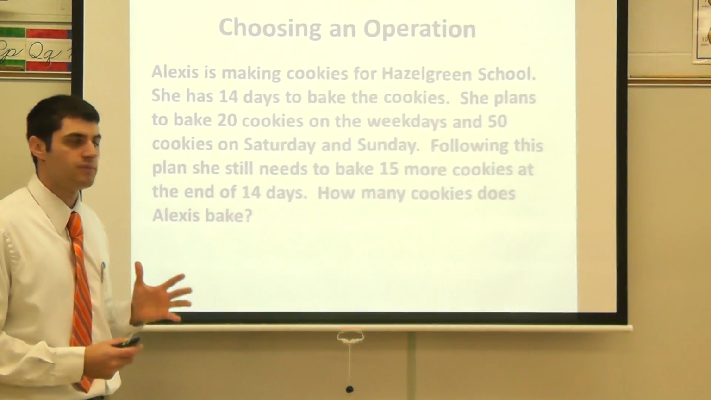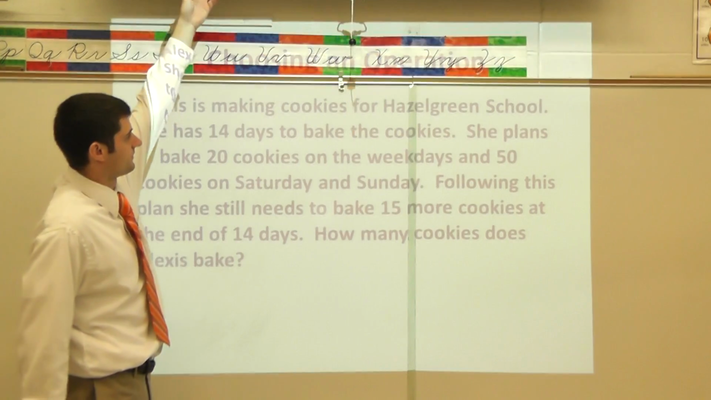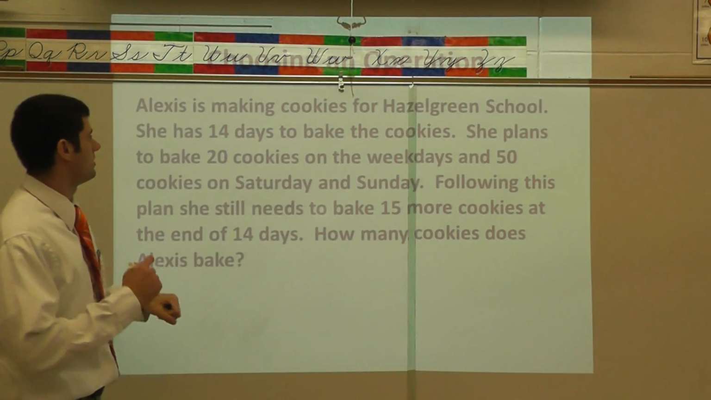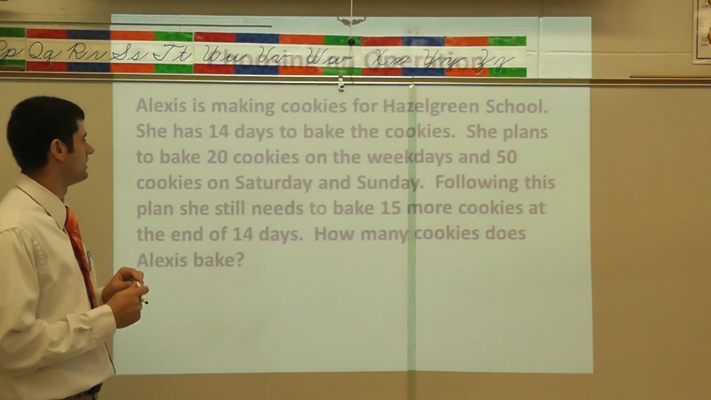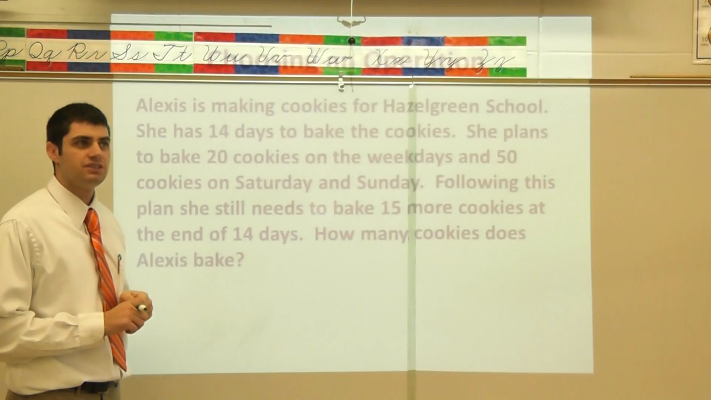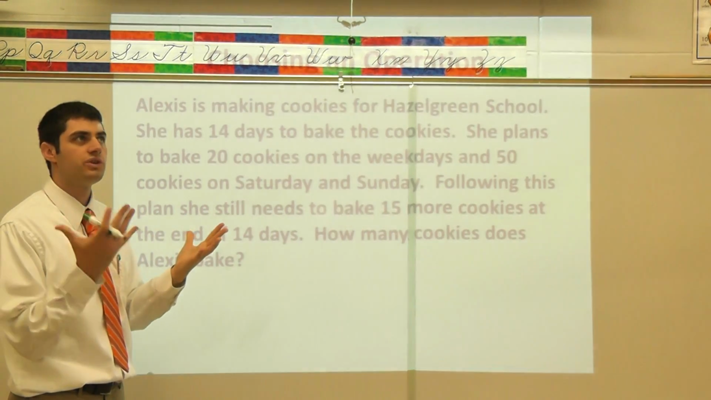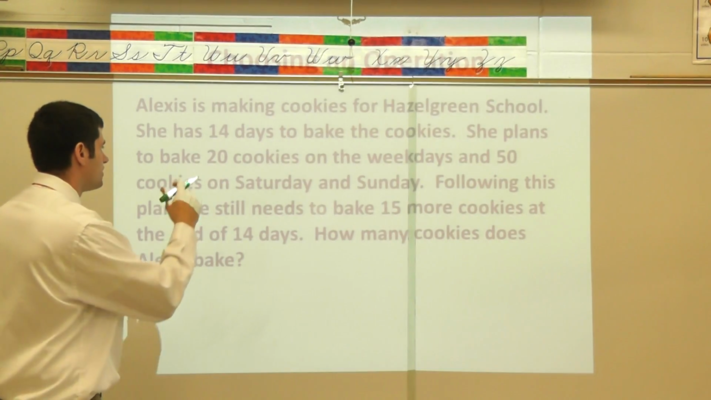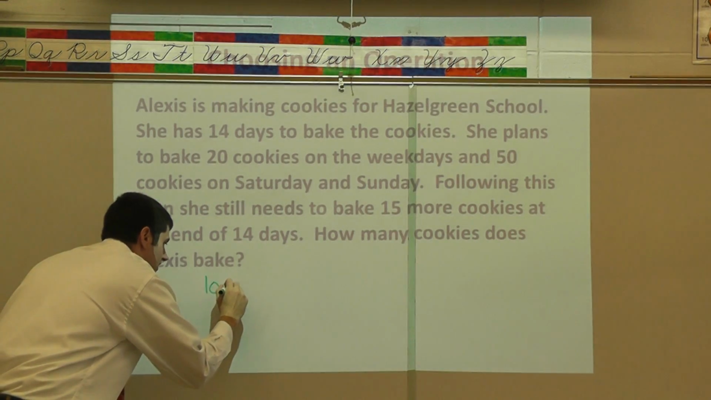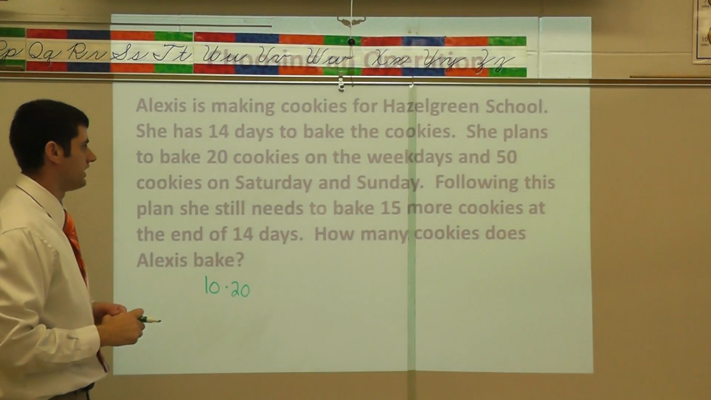So now I'm going to put my plan into action, thinking about how to set this up. Okay, let's break this down. The very first thing that I know is that she has 14 days to bake these cookies. And she bakes 20 cookies on the weekdays. Well, in 2 weeks, I know that there's 5 weekdays in a week. So with 2 weeks, that's 10 days. And she's baking 20 cookies. So in 10 weekdays, she bakes 20 cookies each day. So I need to do 10 times 20.